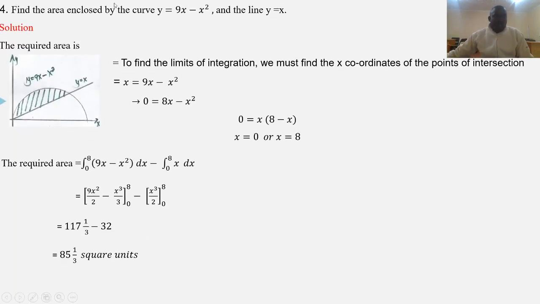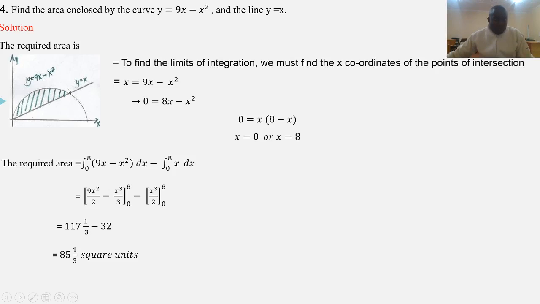Now, number 4: find the area enclosed by the curve y equals 9x minus x squared and the line y equals x. Like this one, you are given the line y equals x, this is the line y equals x, and the curve y equals 9x minus x squared.